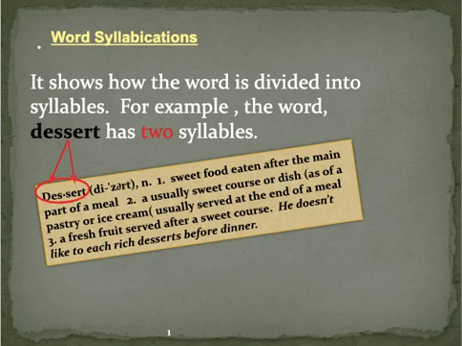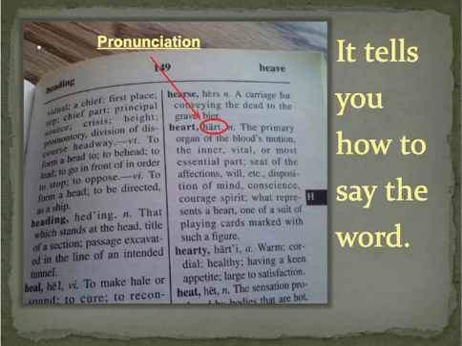So let's talk about syllables, or word syllabication. We've talked about this in word work, but it shows how the word is divided into syllables. For example, the word dessert has 2 syllables. Next, we have the pronunciation guide, which is going to be beside the entry word, and it tells you how to say the word. It'll tell you if it's a short vowel or a long vowel.